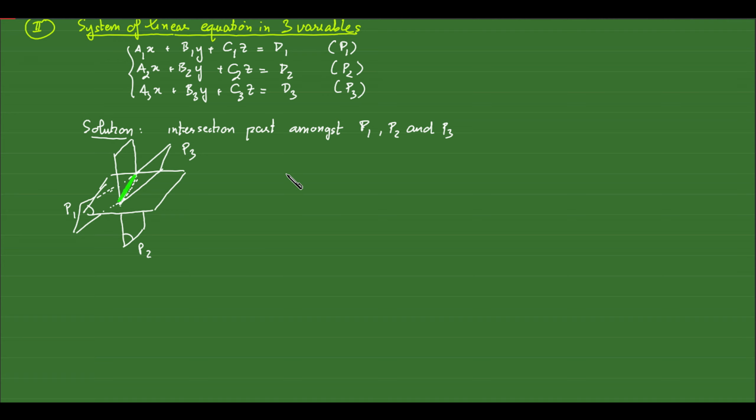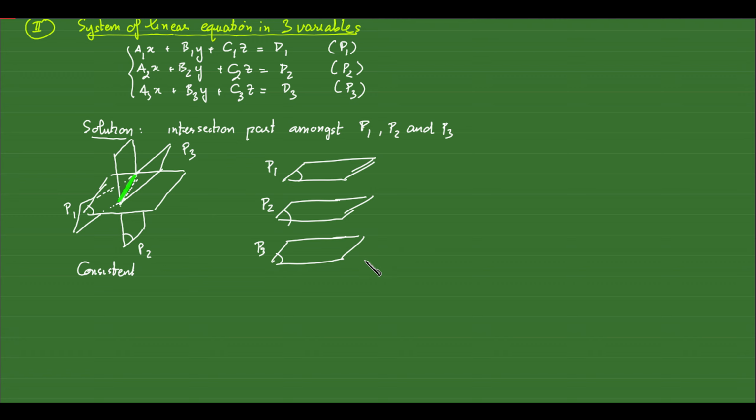And if the three planes are parallel to each other, you see that we don't have any solution. So P1 here and P2 here and P3 here are parallel to each other, so there's no solution. That is the case when the system doesn't have any solution. If they have a solution, we call that consistent, and over here we call it inconsistent.